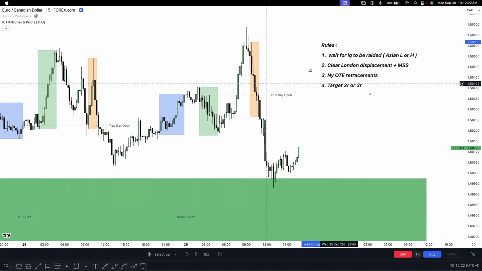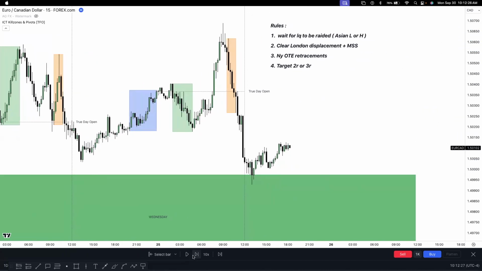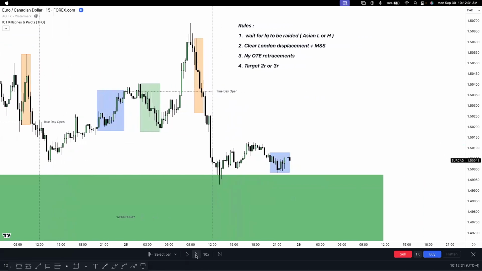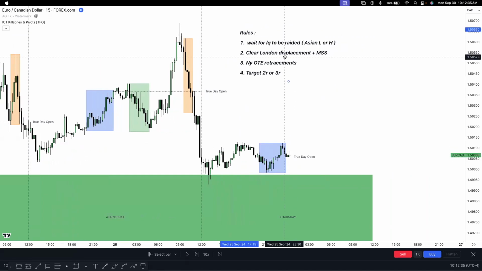So I will have this up on a replay. So let's go ahead and fast forward here into Asian session. Remember, Asian session is going to be the blue box. So Asian session started right here. It's going to be Asian session here. The green box is going to be London session.